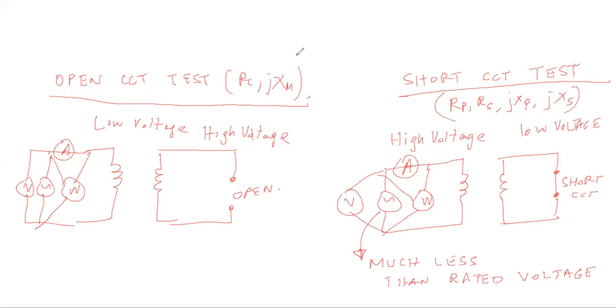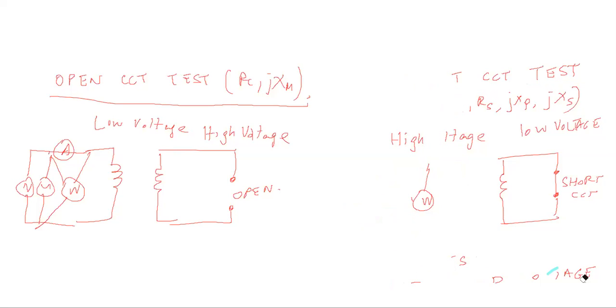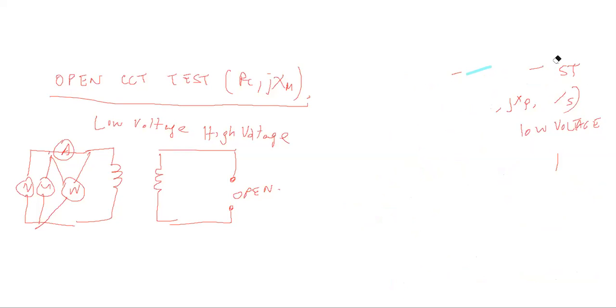So let's begin the open circuit test first. What we are going to do is take the readings from the voltmeter, ammeter, and the wattmeter, and we are going to find the parallel combination of RC and JXM, which models the core losses of the transformer.